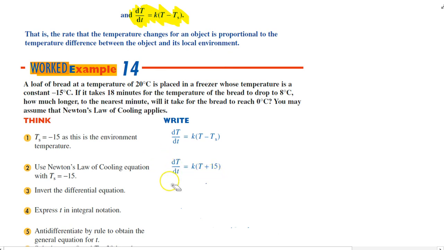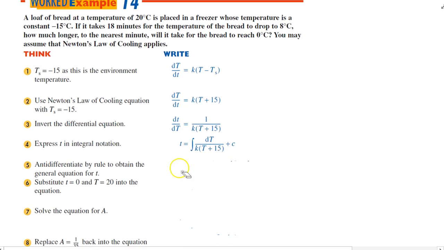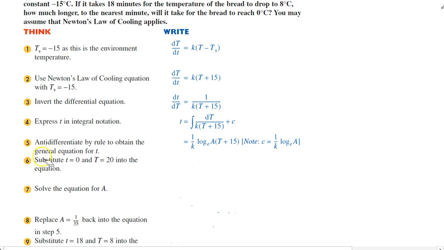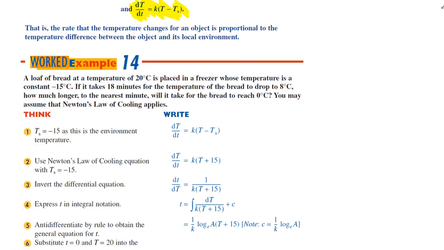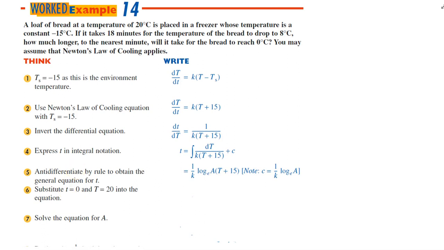All right, from here, inverting the equation because of that dT, we integrate, and we get something like this: 1/k ln(A(T + 15)). And that C value, we have talked about that in a few videos. If you're still scratching your head, come and see me. All right, substitute t = 0 and T = 20 into the equation. There's our initial condition: a loaf of bread at temperature 20 degrees, and that's at time 0.